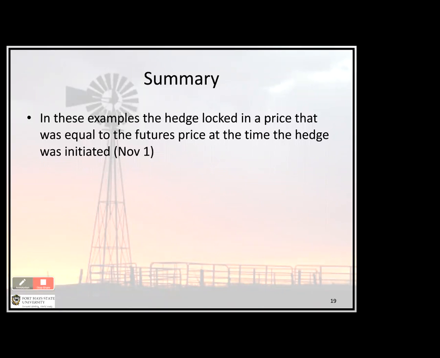All right, let's go ahead and pick up where we left off. So last time we were going through some examples of hedging, and we started bringing some basis into it. I'm going to move this so you guys can see. All right, so we started bringing basis into it, and basis is the difference between cash, your local cash price, and futures price.